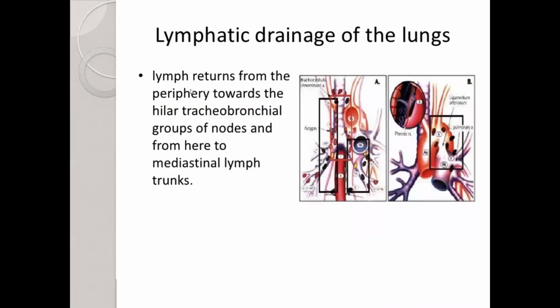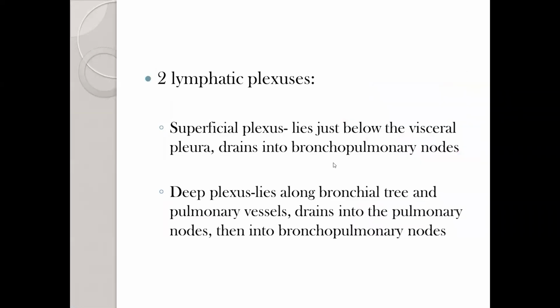The direction of flow of lymph is always from the periphery towards the hilar tracheobronchial group of nodes, and from then on to the mediastinal lymph trunks. So everything moves in a centripetal fashion. They move from the periphery and come towards the center and ultimately drain into mediastinal lymph trunks.